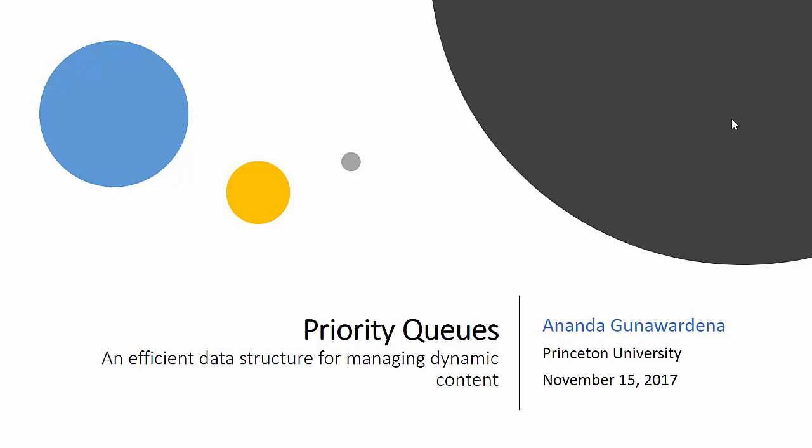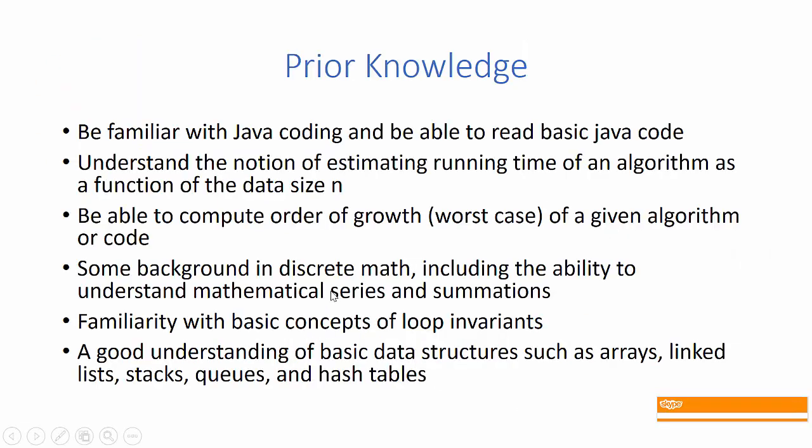All right, so today's lecture is about priority queues. It's a very cool data structure, and it's really good for managing data that you don't always have at the same time. So I would call this dynamic content. So what do I assume that you have?